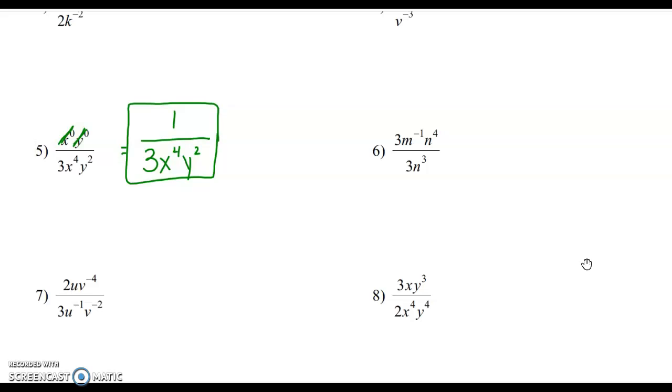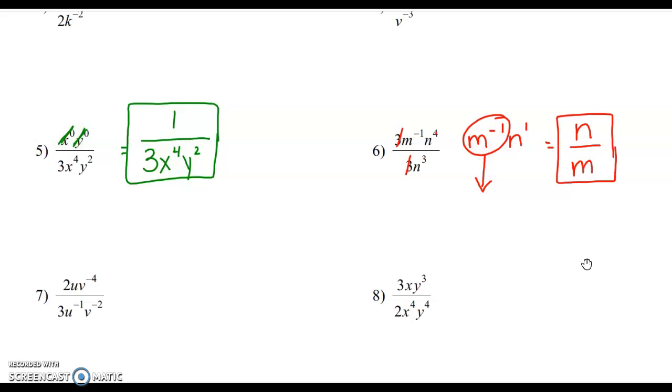All right, here I can see I have the 3 over 3, which is going to cancel, right? Because 3 to the 1 minus 1 is 0, that's gone. I have n to the negative 1. N to the 4 minus 3 would be 1. To get rid of a negative exponent, I would move it. But if n to the first we don't write, over m to the first we don't write. So n over m.